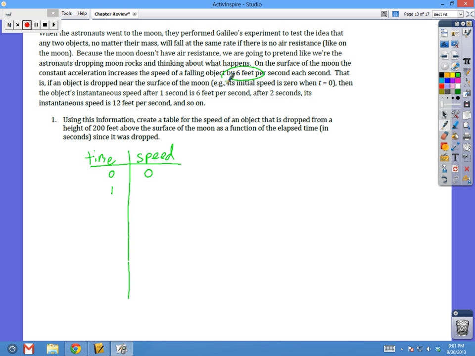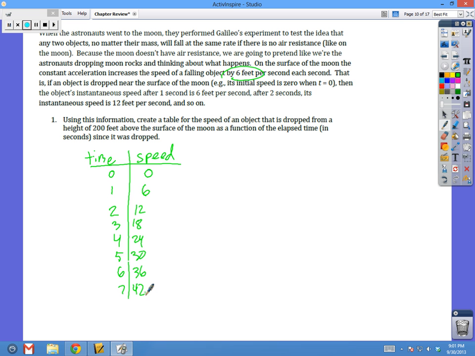So at the end of the first second, its speed is going to be 6. At the end of the second, it's going to be 12. At the end of the third, it's going to be 18. At the end of the fourth, 24. Fifth, 30. Sixth, 36. Seventh, 42. So 7 seconds in the air. At the very end of that 7th second, it's going to be traveling 42 feet per second.